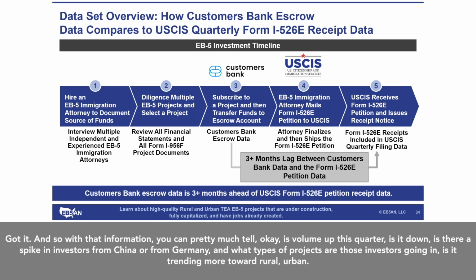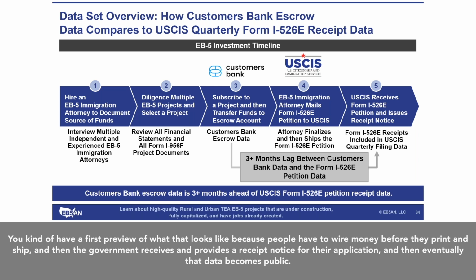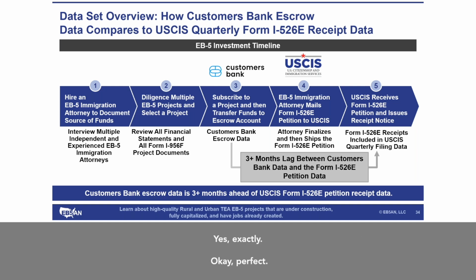Got it. And so with that information, you can pretty much tell, okay, is volume up this quarter? Is it down? Is there a spike in investors from China or from Germany? And what types of projects are those investors going into? Is it trending more toward rural, urban? You kind of have a first preview of what that looks like, because people have to wire money before they print and ship, and then the government receives and provides a receipt notice for their application, and then eventually that data becomes public. Yes, exactly.